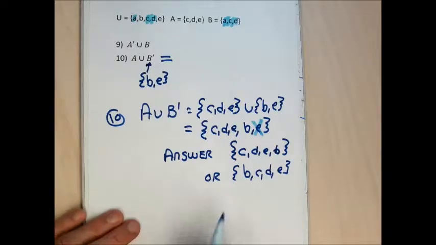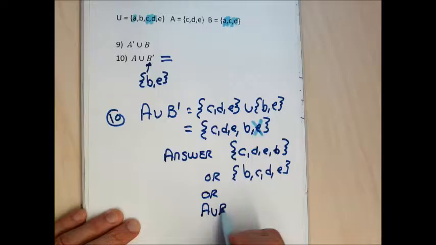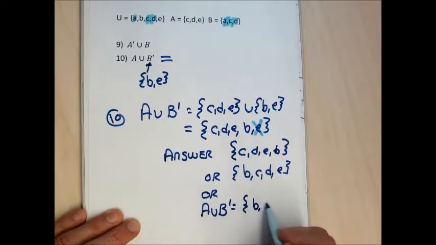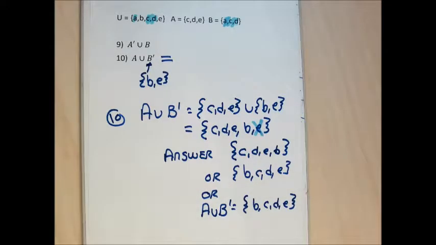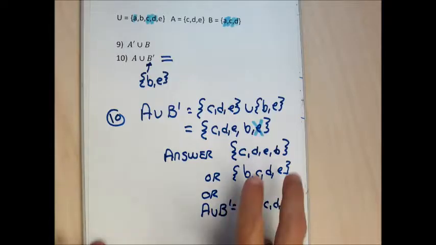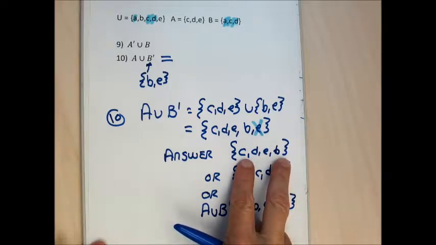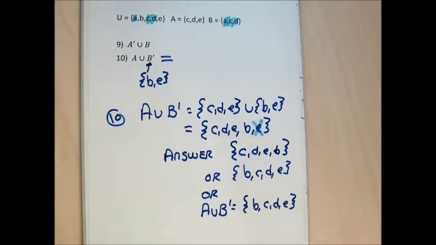And if it bugged me that I didn't have the problem written next to the answer, I could write A union B complement is whichever one of these I find most appealing. So there's varieties of answers that are okay. What every correct answer for number 10 has in common is it has the same 4 letters in the set, whichever order you decide to write them in is kind of up to you.